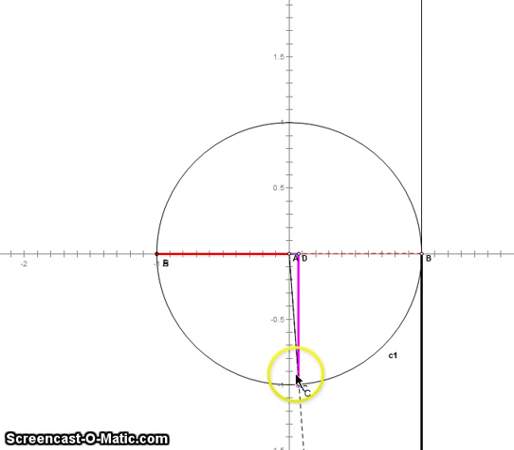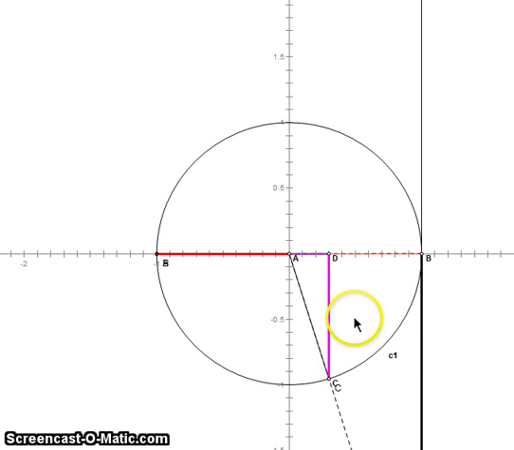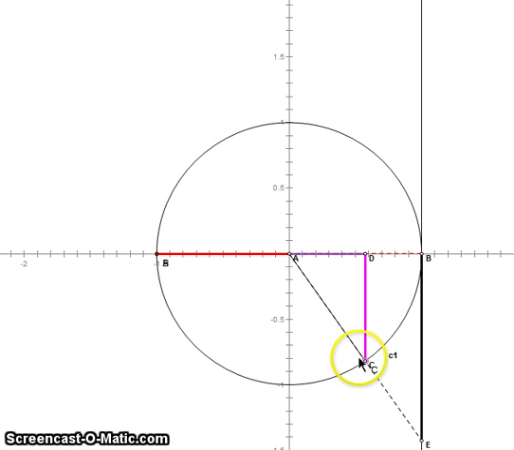Heading around the unit circle again, this time to the fourth quadrant, and we find that the vertical distance is on the negative side of the y-axis, the horizontal distance is on the positive side of the x-axis, and the distance along the tangent is on the negative side of the vertical axis. So in the fourth quadrant, we have cosine positive, sine negative, and tan negative.